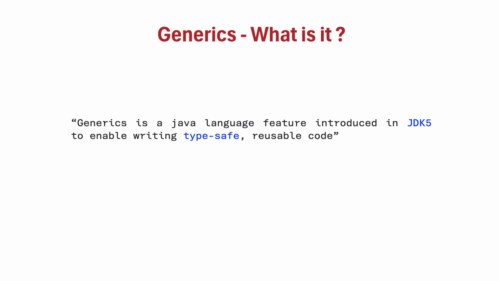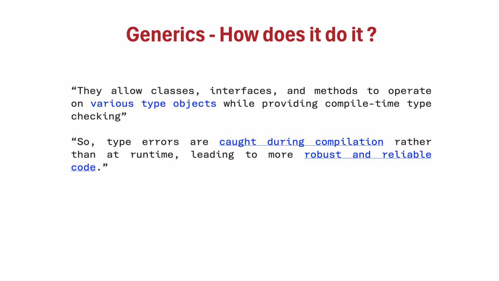Okay, what is generics? Generics is a language feature in Java which was introduced in JDK 5. And why is it being used? It helps developers to write type safe code along with reusability. And how does generics achieve that? Generics allow classes, interfaces, and methods to operate on various type objects while providing compile time checking. So type errors are caught during compilation rather than at runtime, which helps developers to have more robust and reliable code.